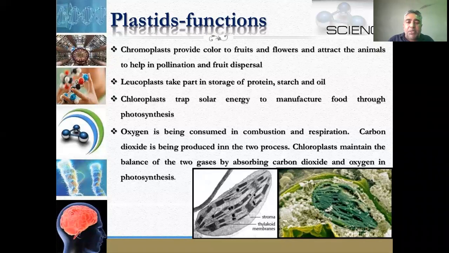Green color of the leaves is due to chloroplast. Fruits and flowers attract the insects to help in pollination and fruit dispersal. Leucoplasts take part in the storage of protein, starch, and oil. As I have told you, amyloplast, aleuroplast, and elaioplast. Amyloplast for starch, aleuroplast for proteins, and elaioplast for oil and fats.